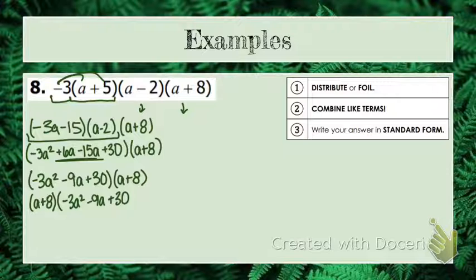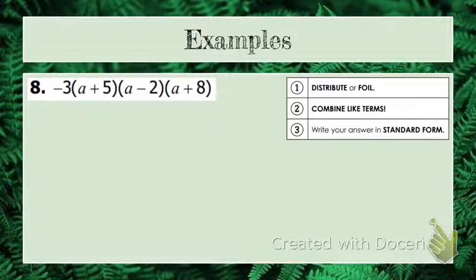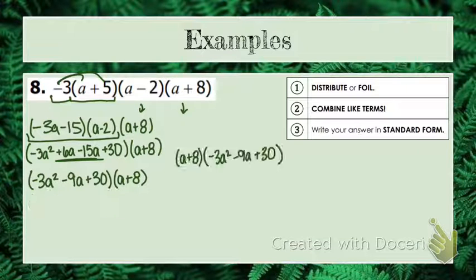And I'm actually going to move this, okay, so that we have more room. So the first thing we're going to do is distribute the a to all three of the other terms. So a times negative 3a squared is negative 3a to the third. A times negative 9a is negative 9a squared. And a times 30 is 30a.